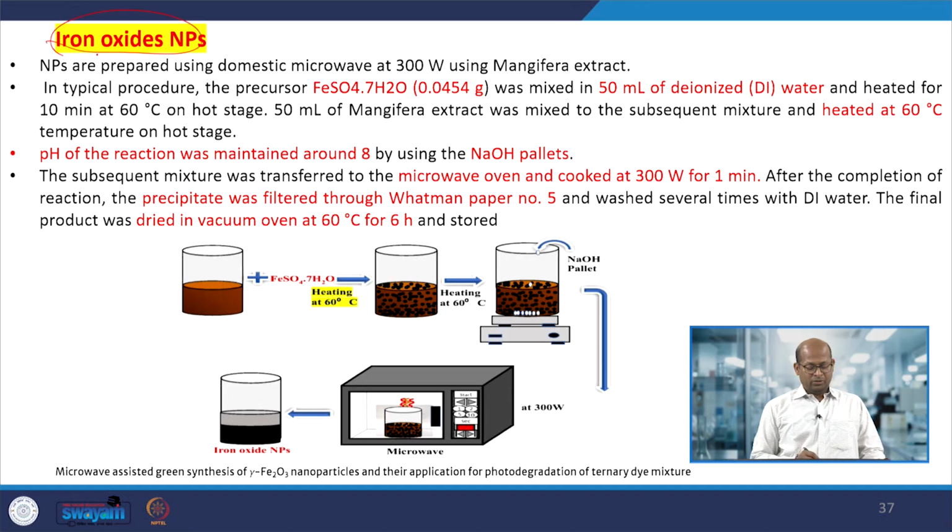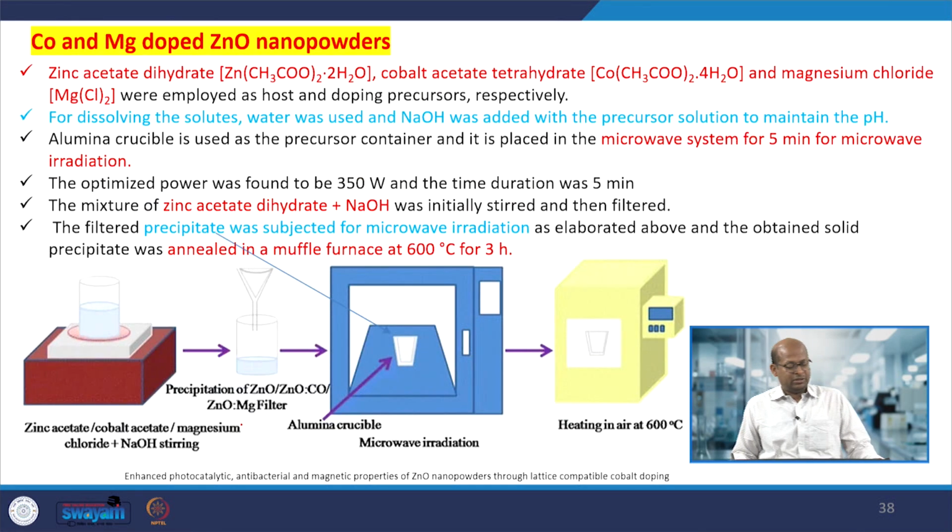Similarly iron oxide also we can prepare by using microwave irradiation in solvents, that particular solutions, and that way nanoparticles or nano range metal oxides or cobalt or magnesium doped zinc oxide nanomaterials and nanopowders, that also we can synthesize by using this microwave irradiation method.